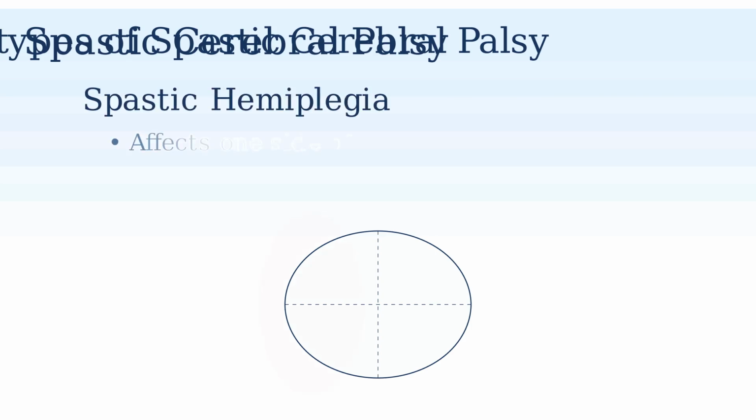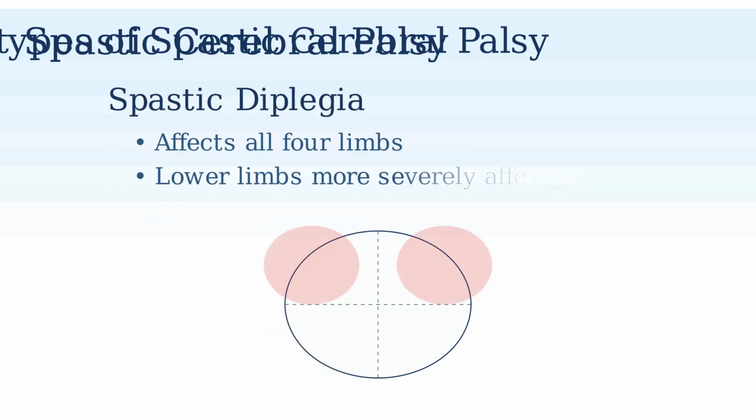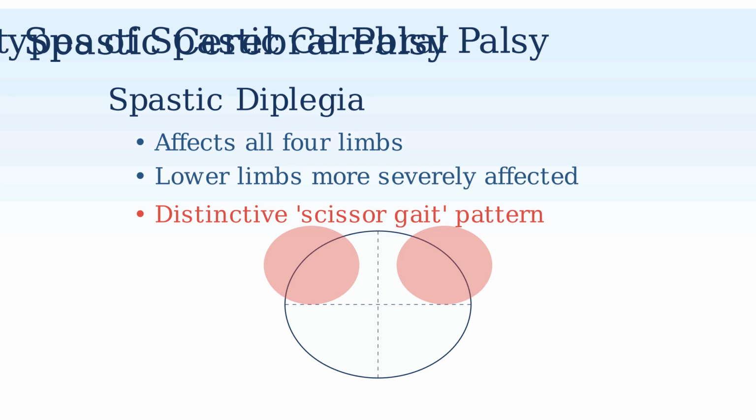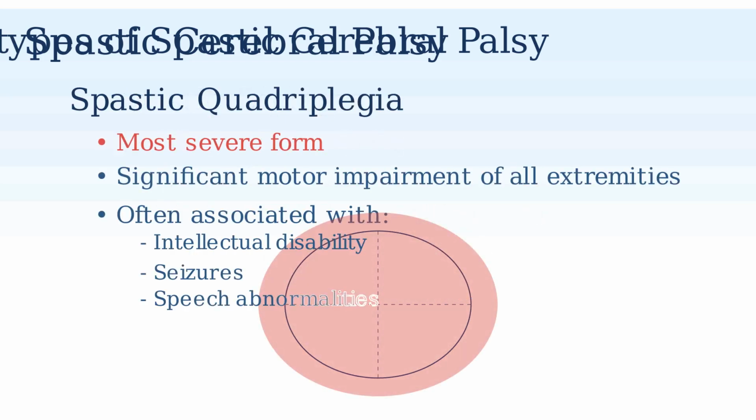Spastic hemiplegia affects one side of the body, with the arm typically more involved than the leg. Children with this type often experience delayed walking. Spastic diplegia affects all four limbs, but the lower limbs are more severely impacted than the upper limbs. This often results in a distinctive scissor gait pattern where the knees and thighs cross or hit each other during walking. Spastic quadriplegia is the most severe form of cerebral palsy with significant motor impairment of all extremities.